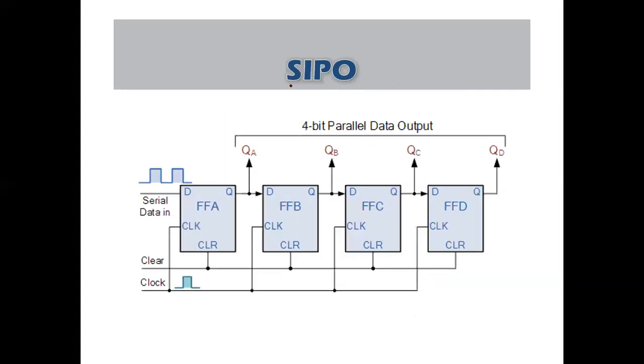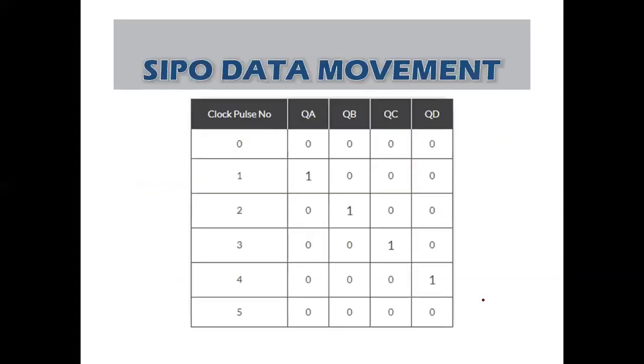So this is serial in, parallel out. See, in the old one, I had taken output only from the last flip-flop. But in this serial in, parallel out, I'm taking the output in parallel, on all the flip-flops. So on the first flip-flop, I'll get 1 here. Second flip-flop, I'll get 1 here. Third flip-flop, the 1 will come here. Fourth flip-flop, the 1 will come here. So this is how it works.